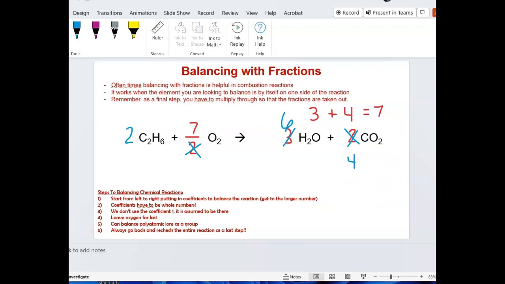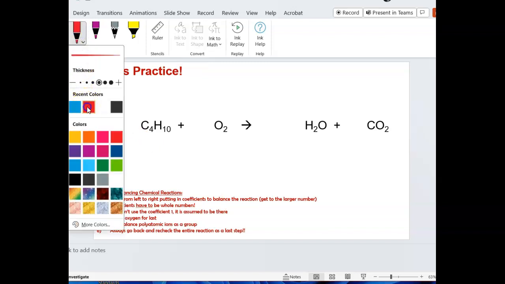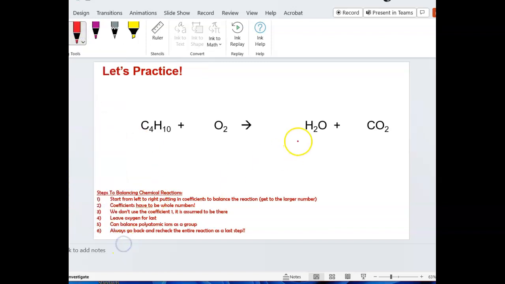Let me do one more. So again, I see a combustion reaction with a hydrocarbon, so I'm going to save oxygen for last. I'm going to start with carbon. I have 4 carbons that went into the reaction, so I'm going to need a 4 here. I have 10 hydrogens that went into the reaction, so I need a 5 here. 5 times 2 is 10.